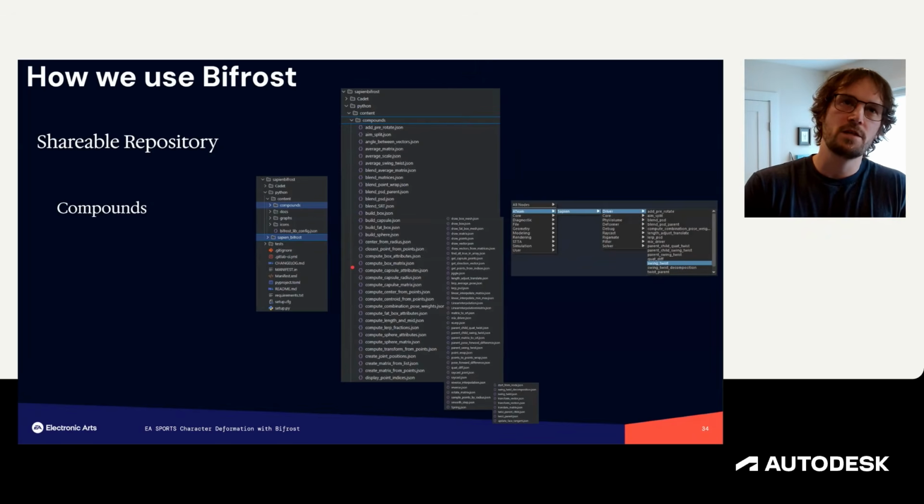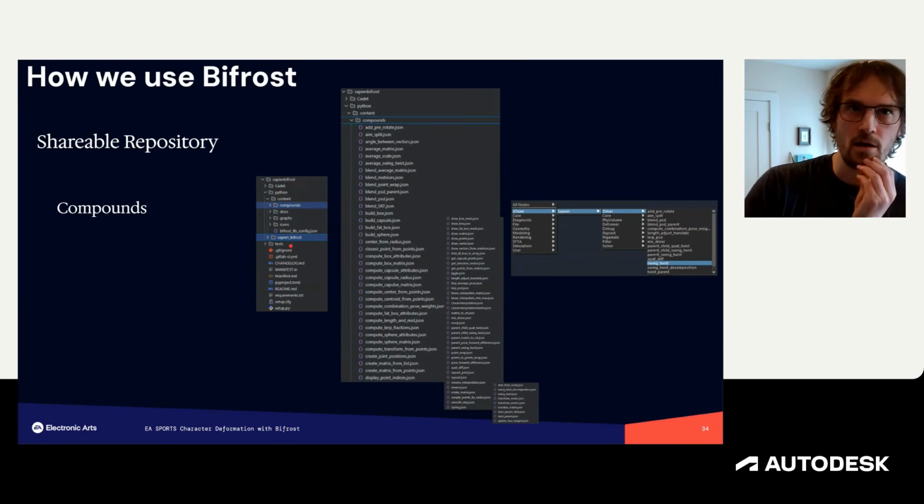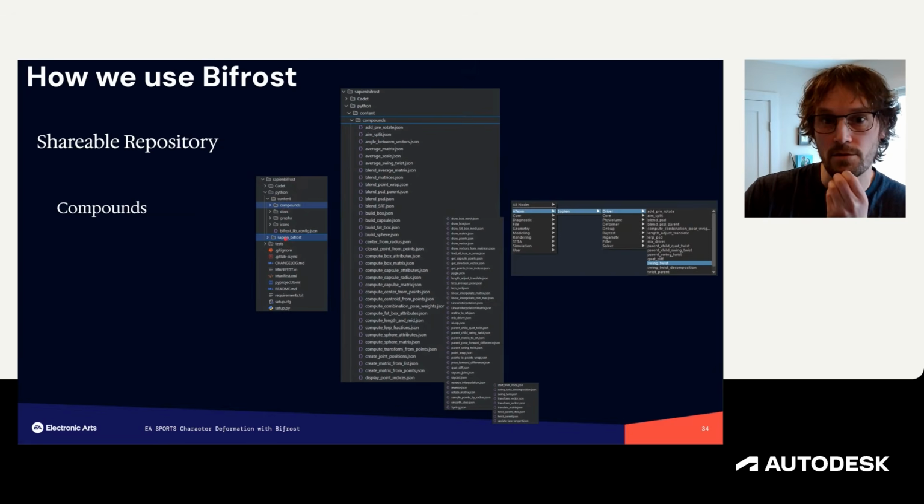How else, so a shareable repository. This right here is where we store our compounds, and then we store some Python code for our wrapper code. And this right here is where you can see the amount of compounds we have. We extensively use it, we're constantly making compounds for everything. Every time we come up with a new feature, that part will be a compound.